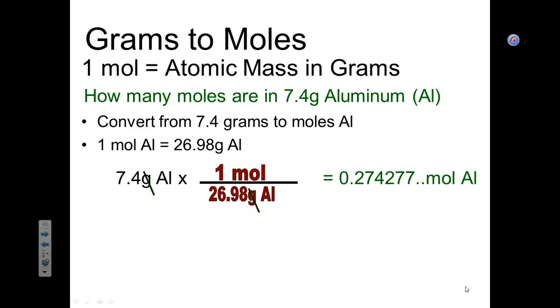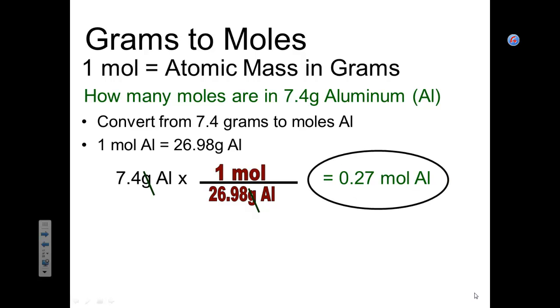We look at our first value, it has 2 sig figs. We're going to round to the second one. 1 to the right of 7 is a 4, so the 7 stays the same, and we're left with 0.27 moles of aluminum.